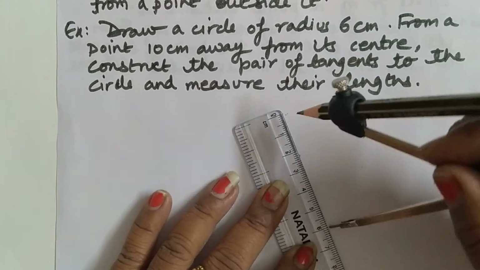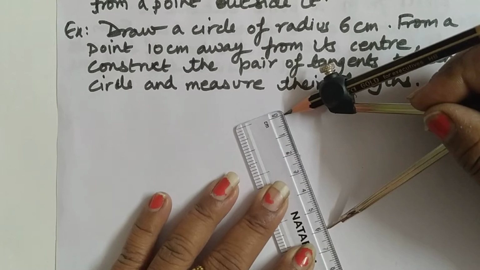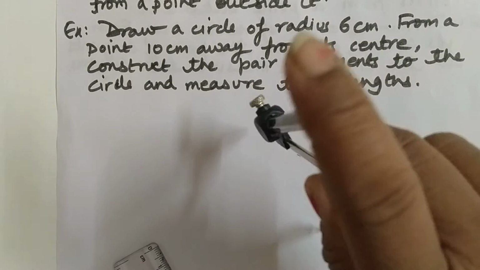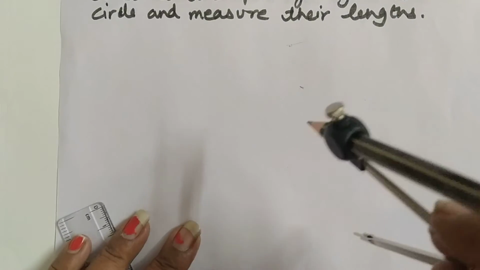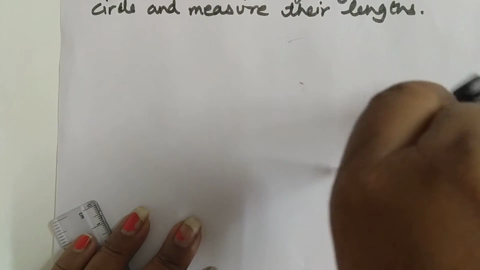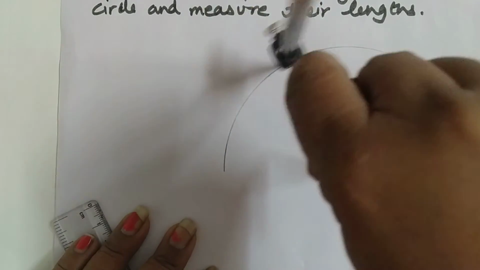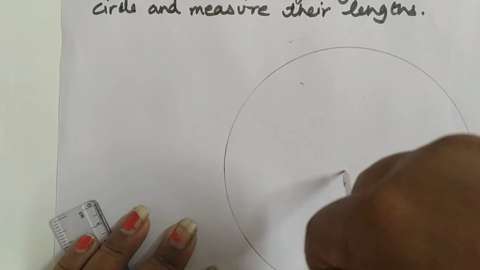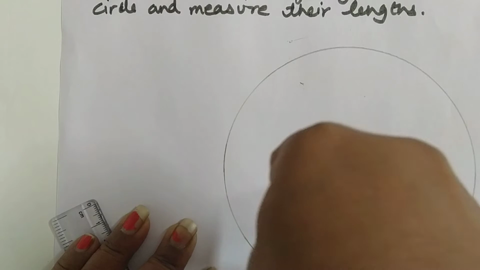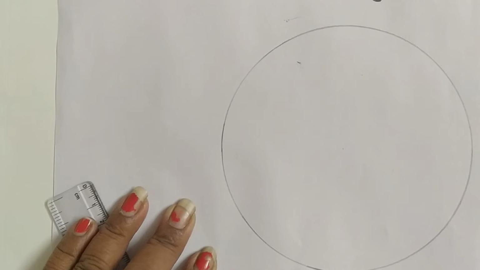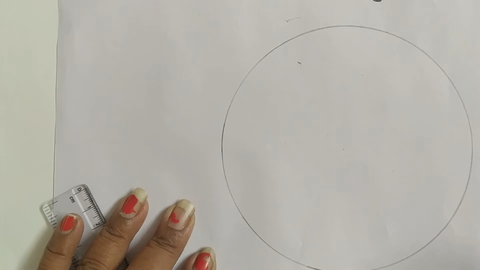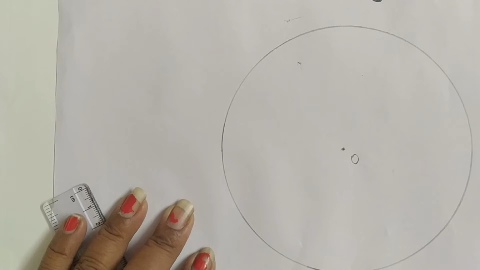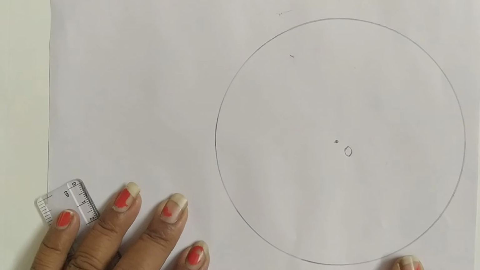Now we have measured the arc, that is 6 centimeter. Now we need to draw a circle. So here I am going to draw. I hope it is clear to you. Yes, and this is the center, suppose point O. I hope that you are able to see this.